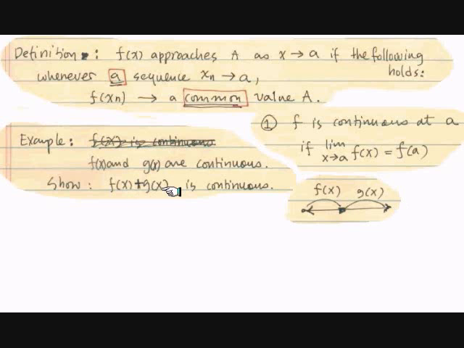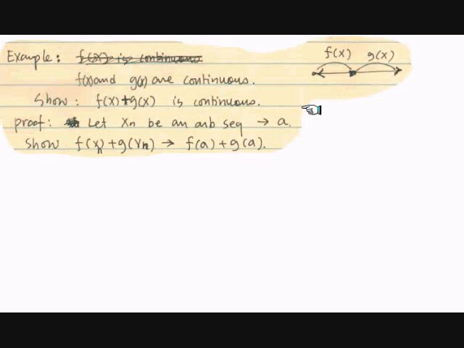f of x and g of x are continuous, but here we're trying to prove that this plus operation is continuous. That's what we're trying to prove, and you can't assume it. So here I summarize these two things, and then here's the beginning of the proof.